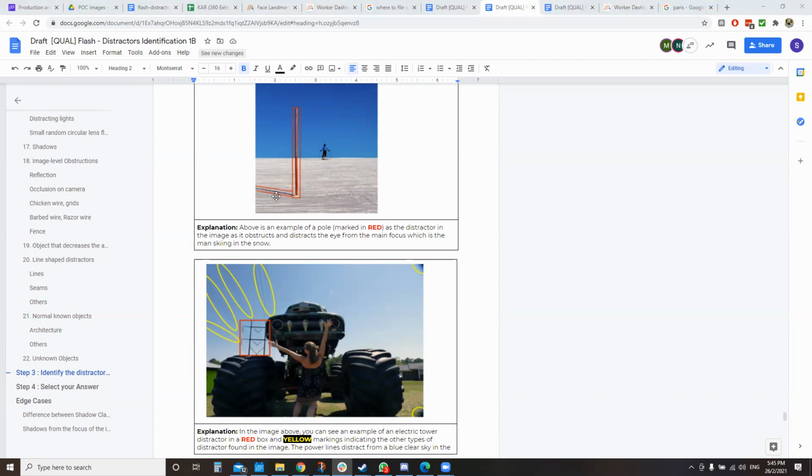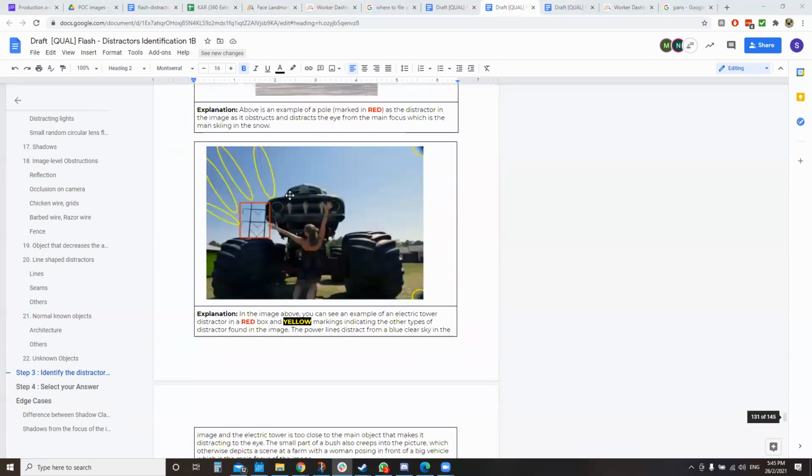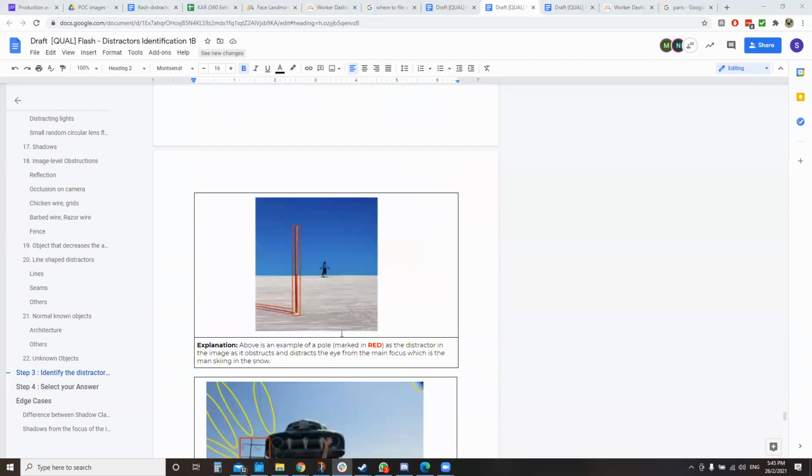Shravan, is that a distractor in that image? Which one? This one? Yeah, I think so. It is a distractor, right? This is a distractor. The pole also, the shadow of the pole also is a distractor. This is the focus.